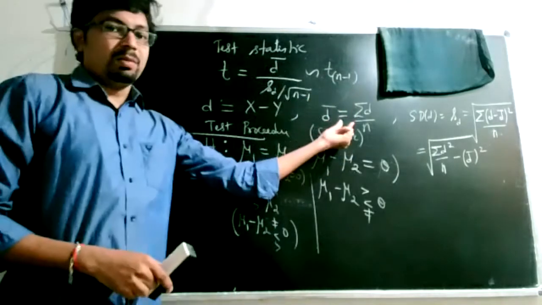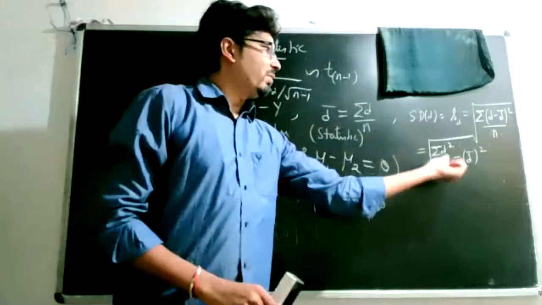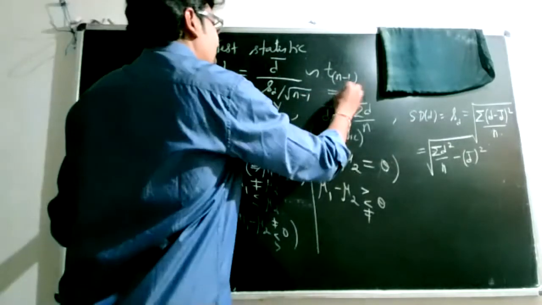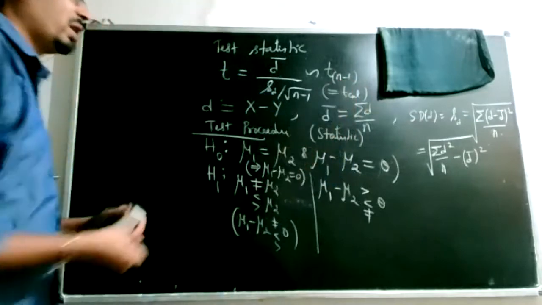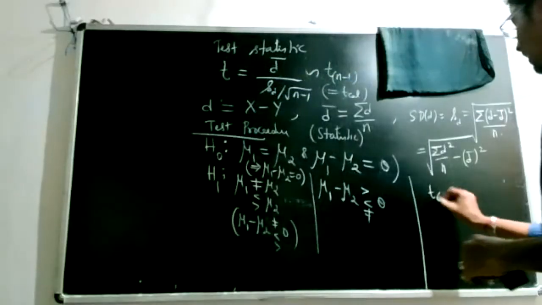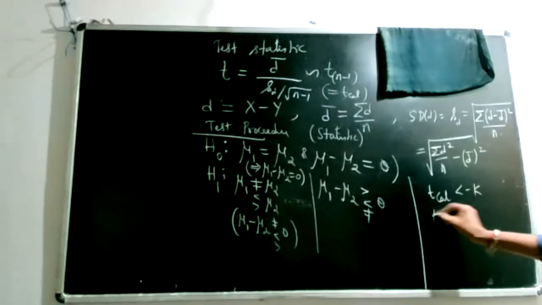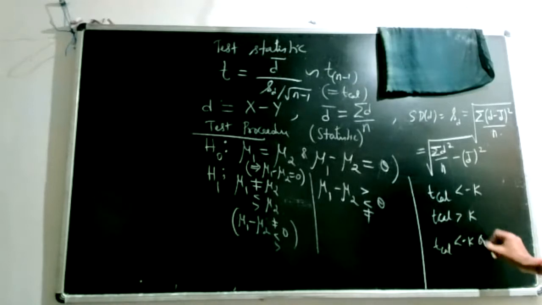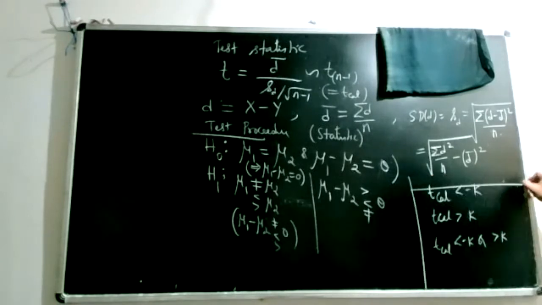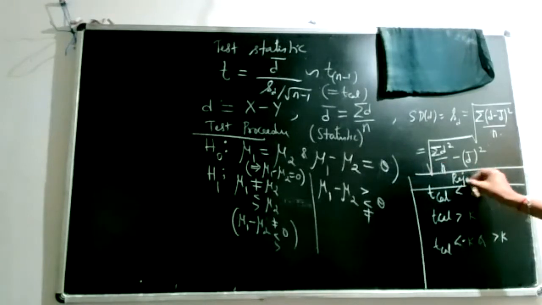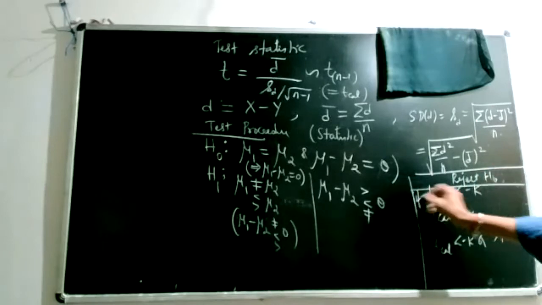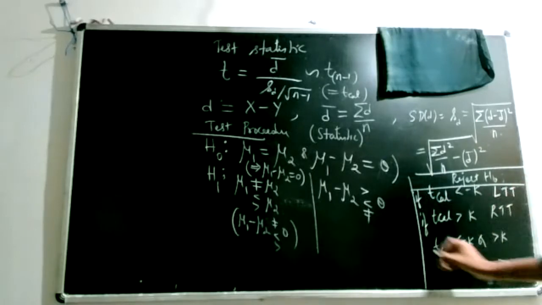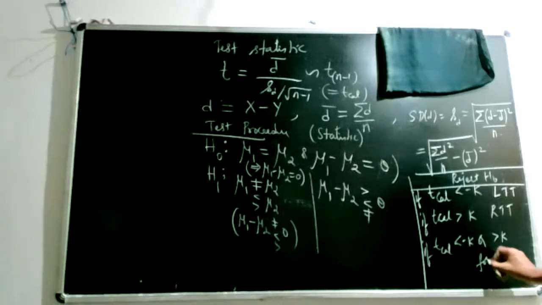So we have obtained the mean of D and we have the standard deviation of D. Now we can obtain the value of T. I'll call this computed value Tcal, and now we compare this Tcal with the values of K, minus K, and both minus and plus K in case of a two-tailed test. So reject H naught if this happens for a left tail test, if this happens for a right tail test, and if this happens for a two-tailed test.